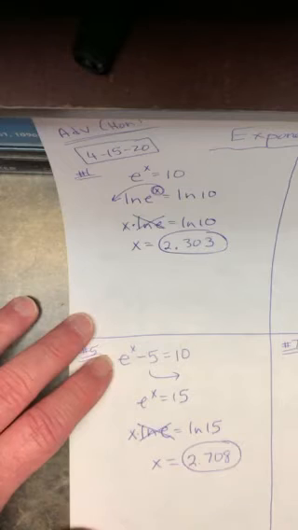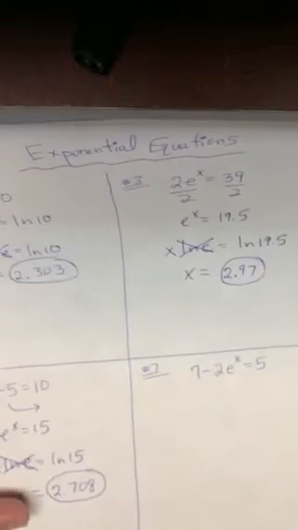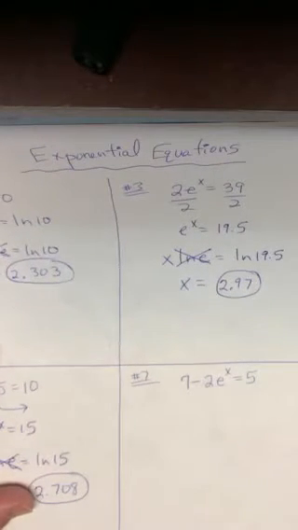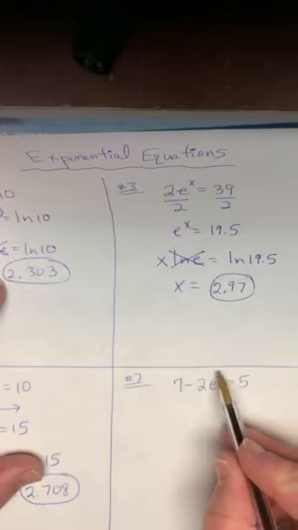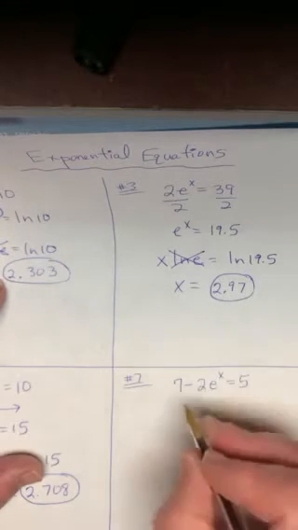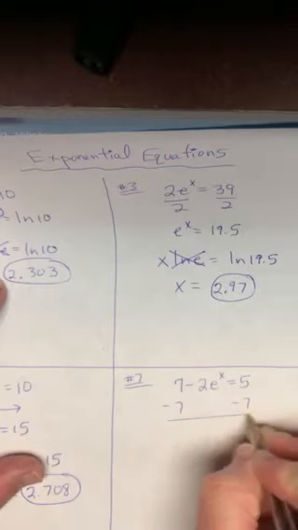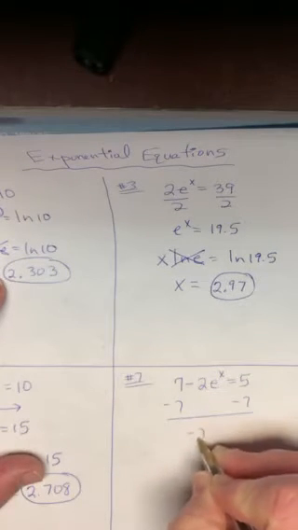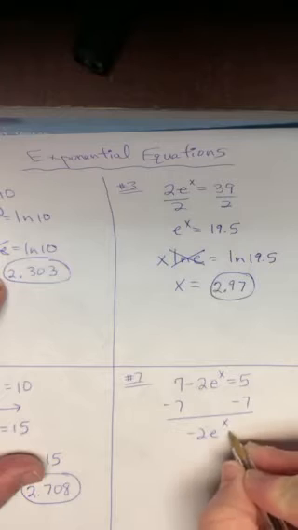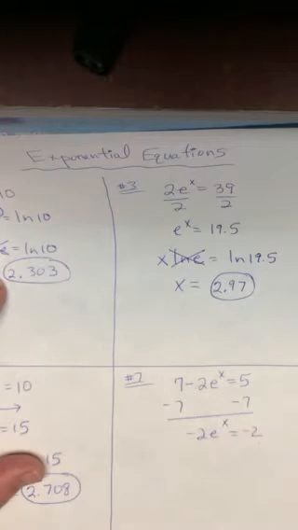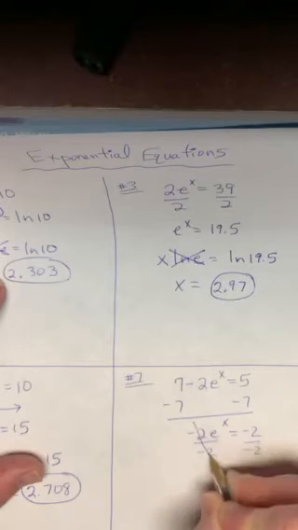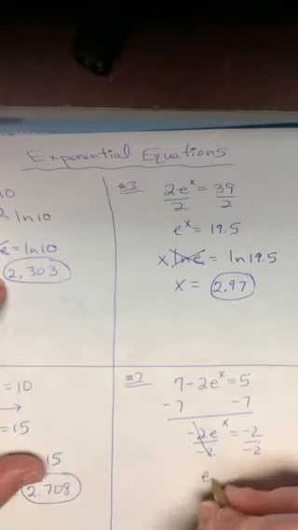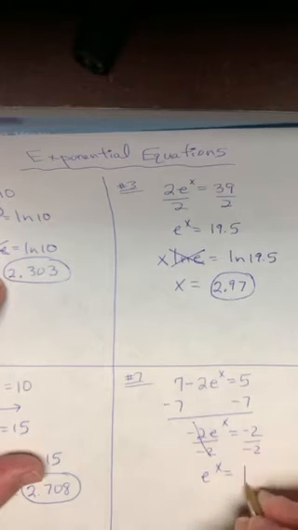Bam, 3 for 3. And finally, the last one, 7 minus 2e to the x equals 5. This is number 7 on that worksheet. Once again, we're trying to get e to the x by itself, so let's minus over our 7. I end up with what? Negative 2e to the x equals what? Negative 2. Divide by negative 2. Those would cancel. I am now at this point, e to the x equals 1.